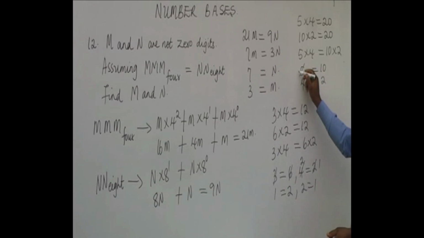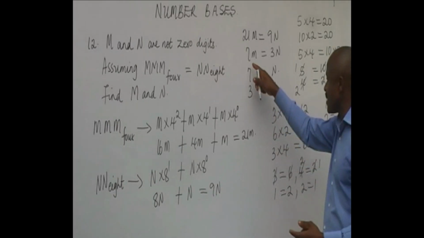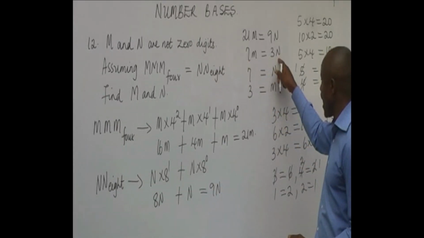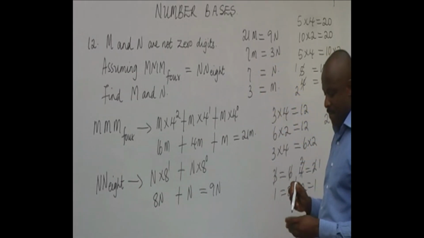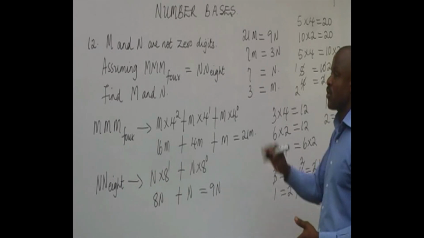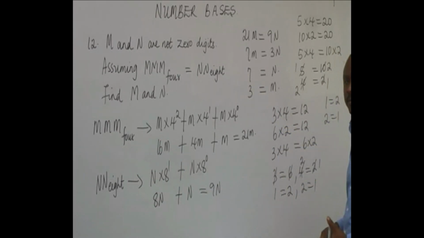If you reduce this to the lowest term, you have 1 here, you have 2 here. You have 2 here, you have 1 here. You are having that 1 is equal to 2 in the first line and 2 is equal to 1. So, can you get the idea why I say that 7 is equal to n and 3 is equal to m? So that has brought us to the end of question number 12.